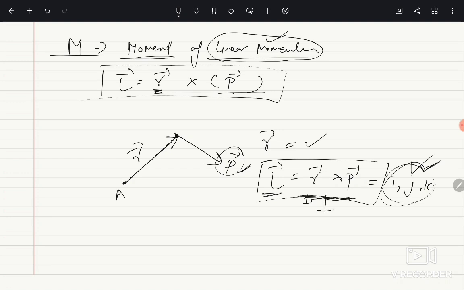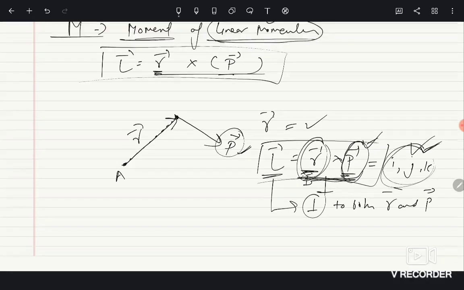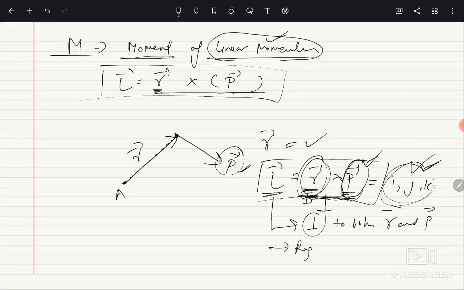Whatever angular momentum vector comes out, it is perpendicular to both r and p. So the angular momentum vector is perpendicular to the position vector and the linear momentum vector, because of the cross product of r and p. Mathematically we know that whenever we take the cross product of two vectors, we get a third vector which is perpendicular to both the vectors. Physically we can use methods like the right hand screw rule and other methods to find out the direction of angular momentum.